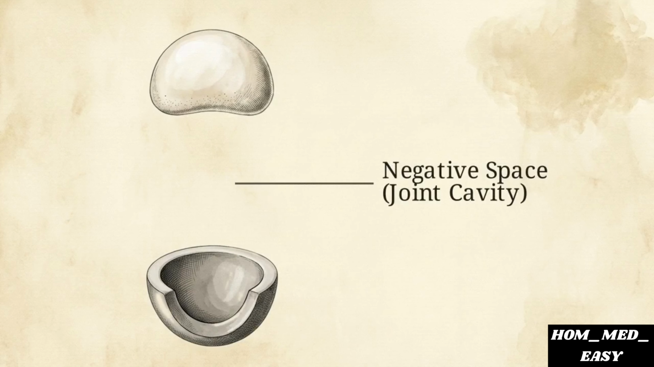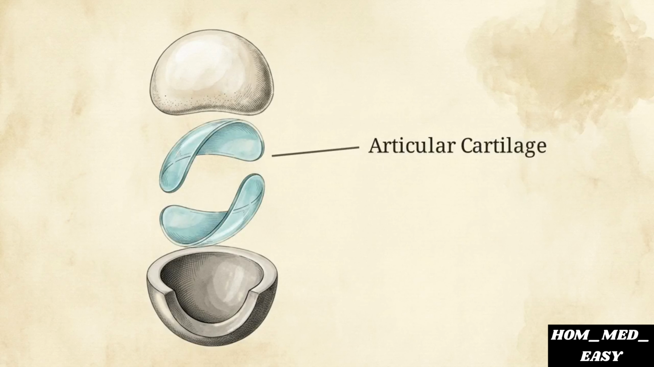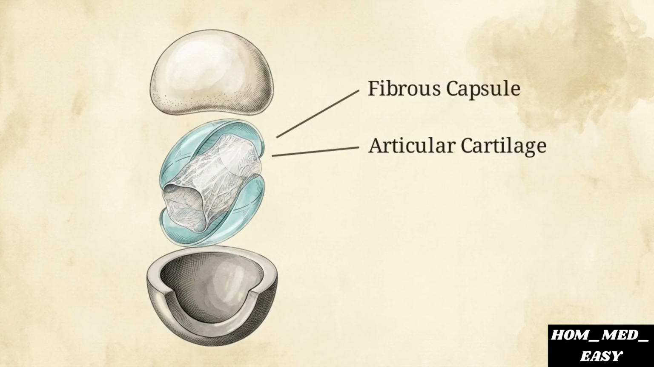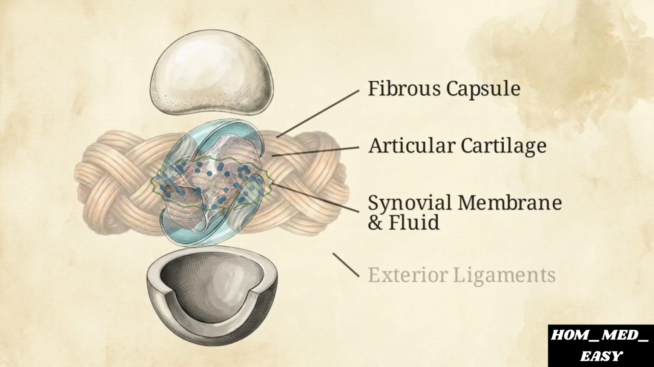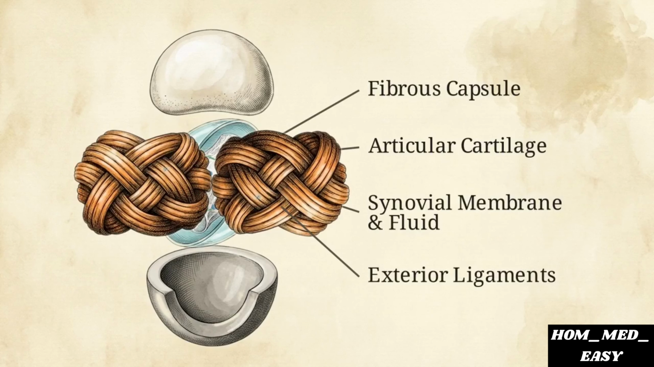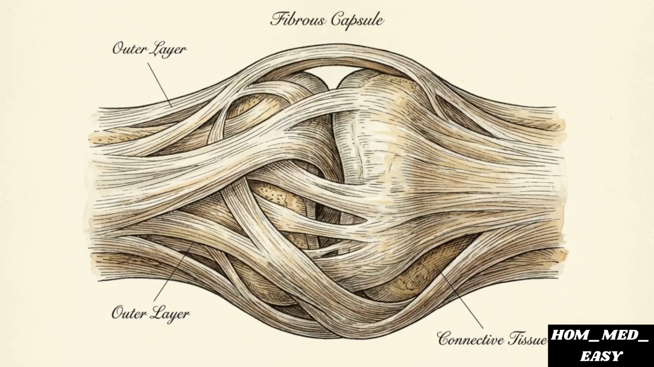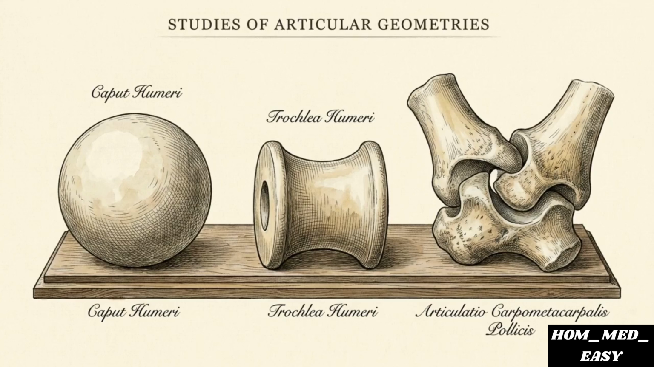Maintaining this empty space requires dedicated architecture. First, articular cartilage caps protect the bone ends. Next, an outer fibrous capsule wraps the gap. Inside, a synovial membrane secretes fluid to lubricate the joint. Finally, dense exterior ligaments reinforce the structure. Once this standardized cavity and capsule architecture is established, the trajectory of the joint's movement is dictated by the physical geometry of the bone ends.